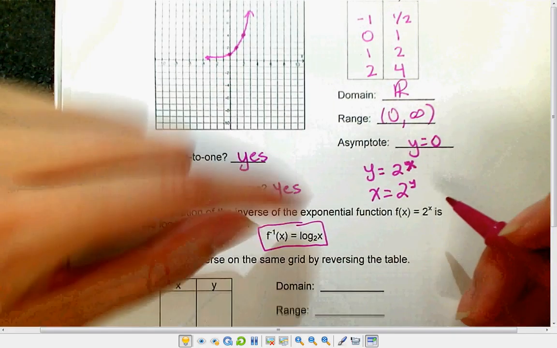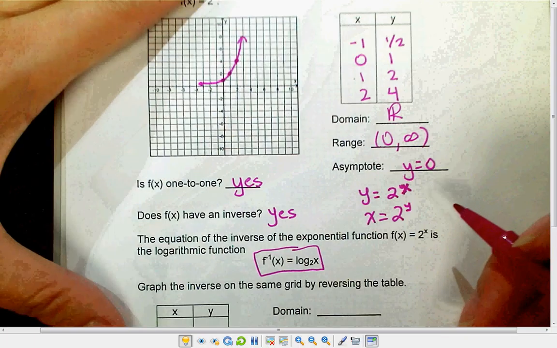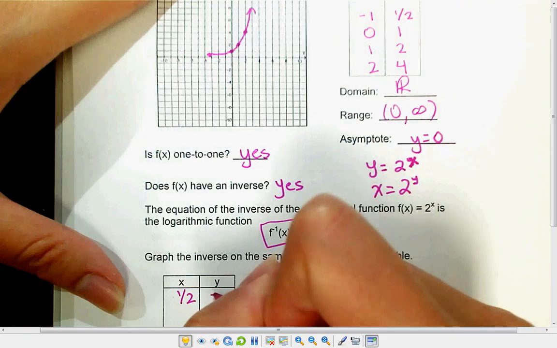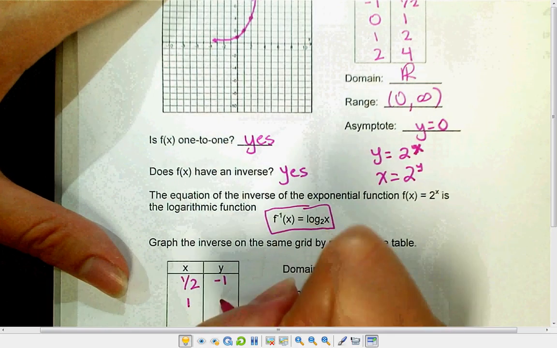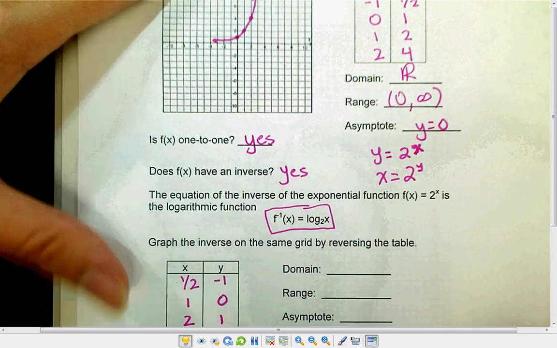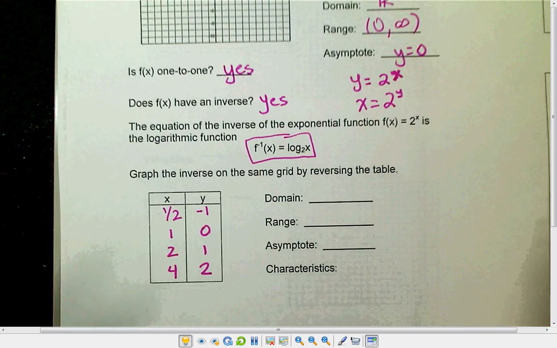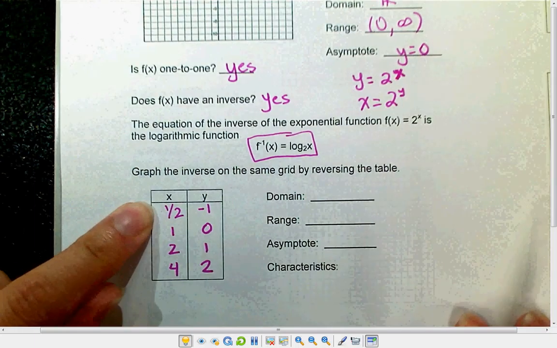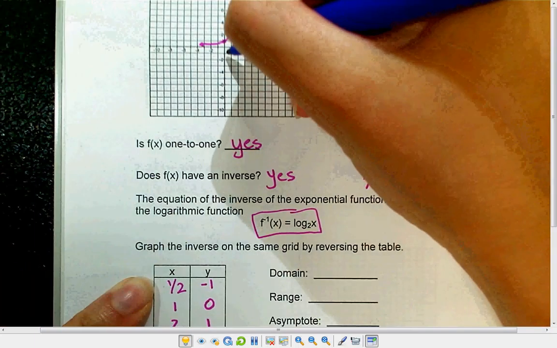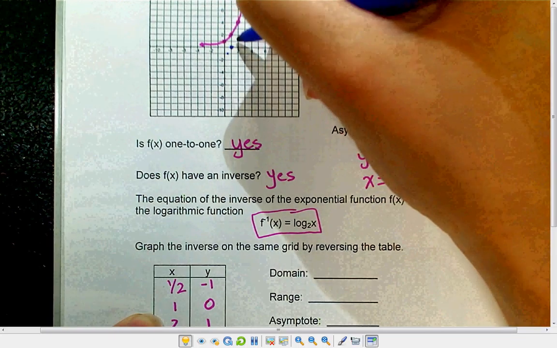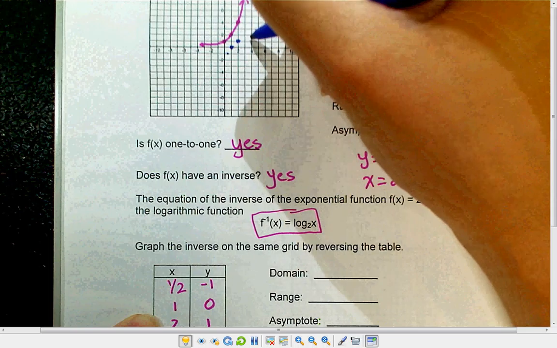So if we're graphing this, all we're doing now is switching these points. So instead of having negative 1, 1/2, we're going to have 1/2, negative 1. We're switching 0 and 1, so it's 1, 0; 2, 1; 4, 2. So just like with all of our other inverses, we're going to switch our x and our y. So let me graph this using a different color. 1/2, negative 1, means I'm going over 1/2. 1, 0; 2, 1; 4, 2.